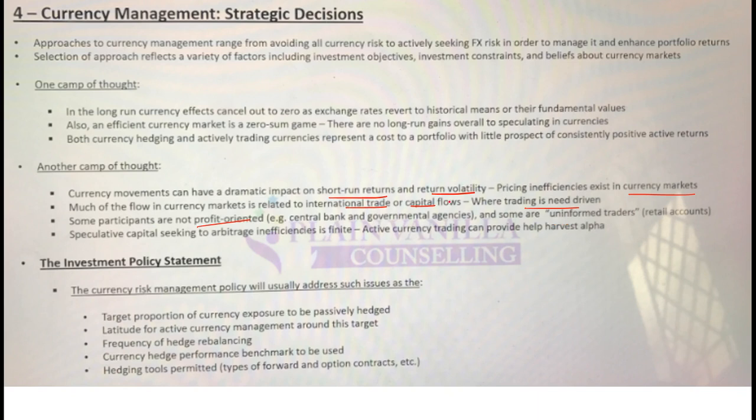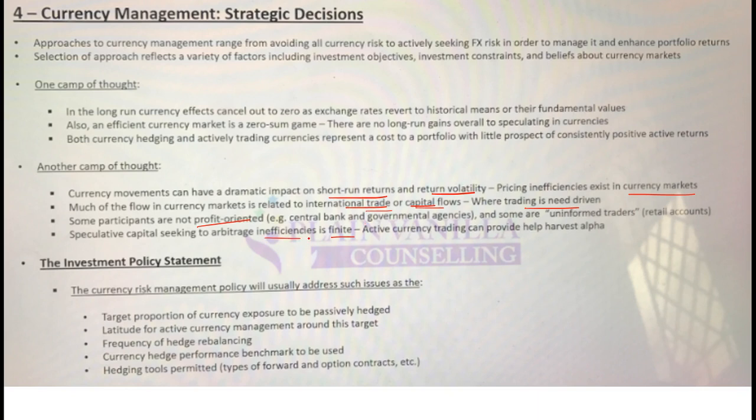Speculative capital seeking to arbitrage inefficiencies is finite. So what they say is that currency may not trade at its fair value, and it may deviate significantly from the fair value. Why? Because there might be some uninformed traders who are trading without the information, or who have to trade even if it is undervalued or overvalued. There might be certain movements that are driven by capital flows or international trade. International trade is need driven, and as long as there is a need, it will remain there, no matter if currency is overvalued or undervalued.